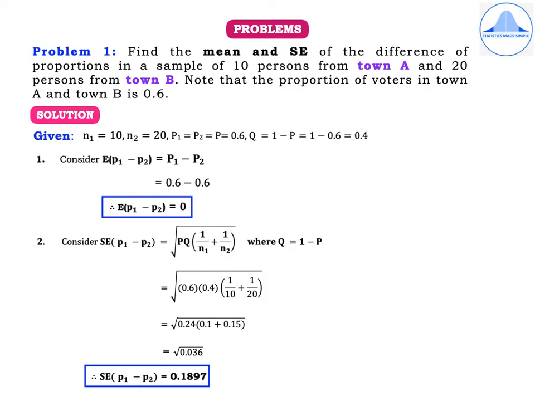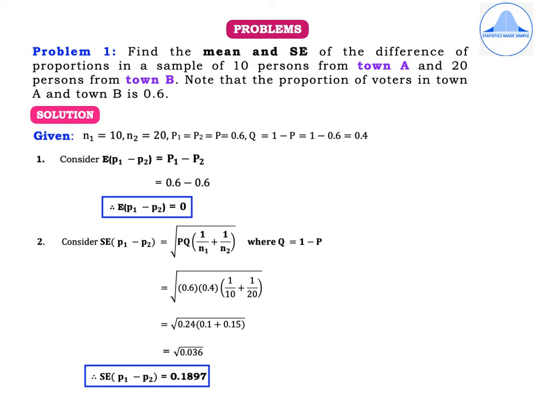Starting with the first subdivision, we'll find out the mean of the difference of the sample proportions. So consider E of P1 minus P2, which is equal to capital P1 minus capital P2, which is equal to 0.6 minus 0.6. So therefore E of P1 minus P2 is equal to 0.